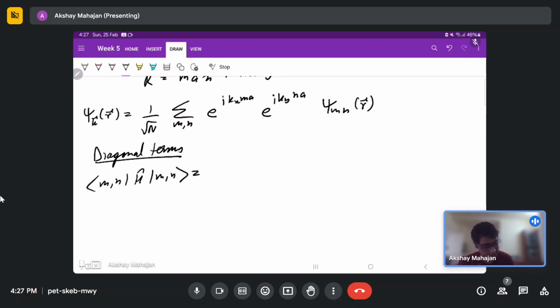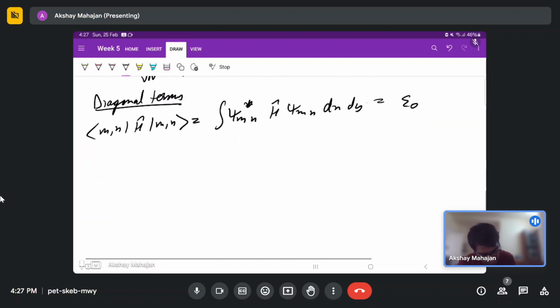So these kind of terms will be given by psi mn star h cap psi mn, integrated over dx dy. That I will call epsilon naught, which is just a constant, as you might have seen in the lecture as well. And then I will create the off diagonal terms, which will be our non-zero off diagonal terms for this matrix.